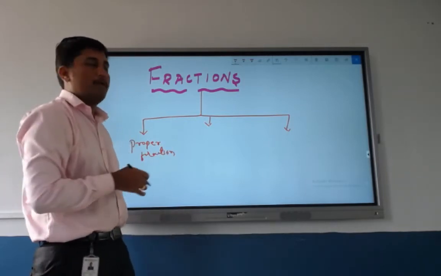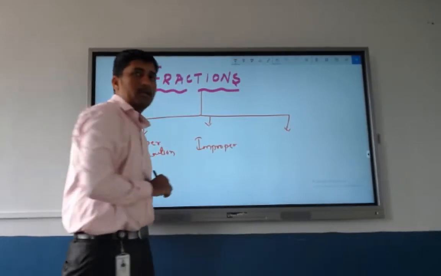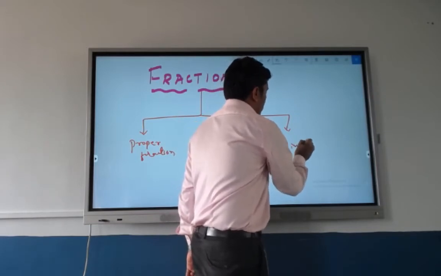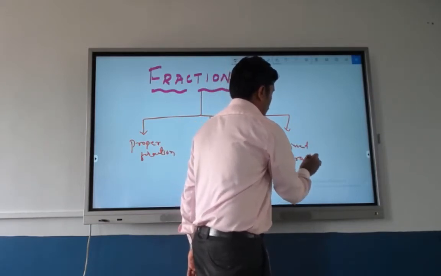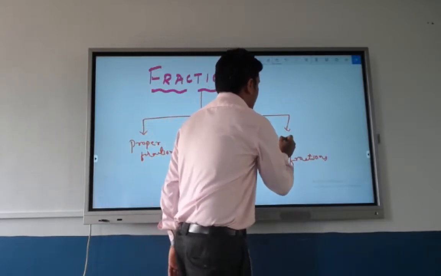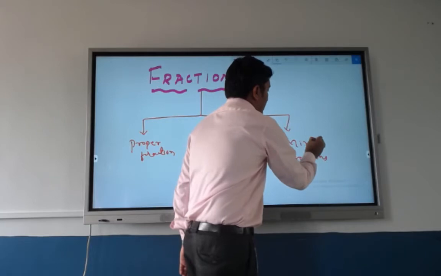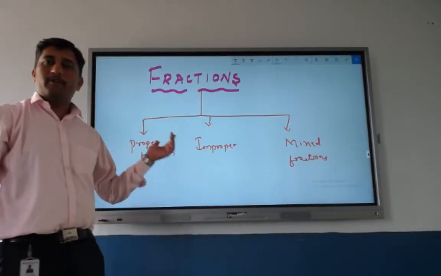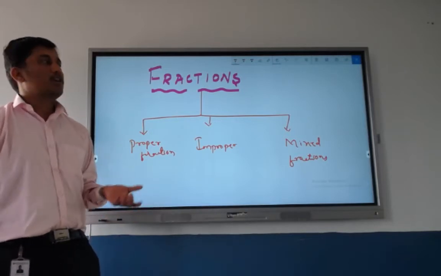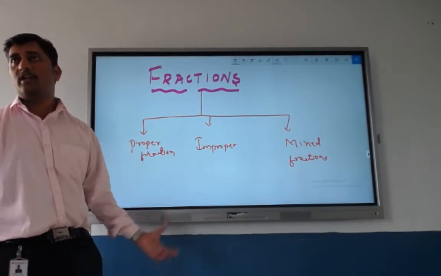Second one is improper fraction. Third one is mixed fractions. So these are the main 3 types of fractions. Now we will learn in detail one by one. Apart from these, some other types of fractions are also there, like like fractions, unlike fractions, unit fractions. But mainly these are the 3 main types of fractions. Based on these only we have problems.